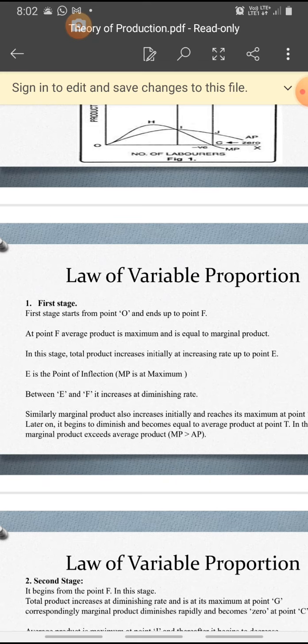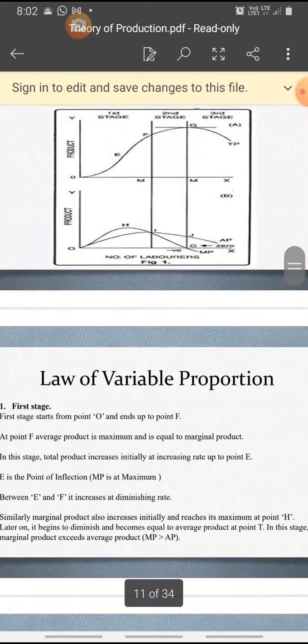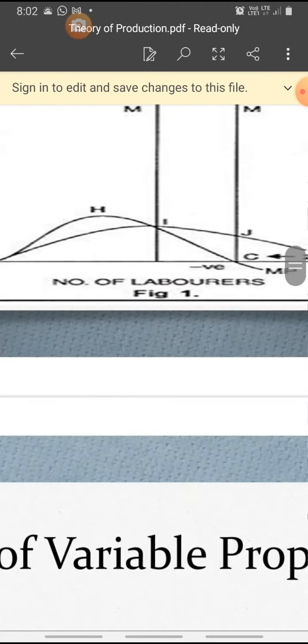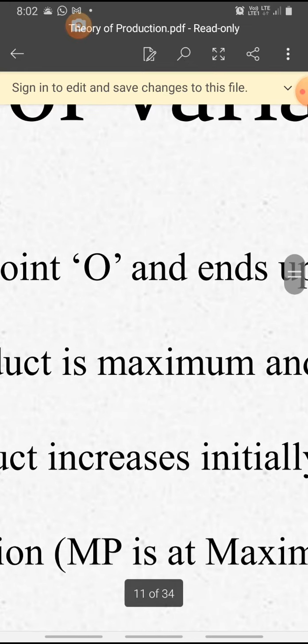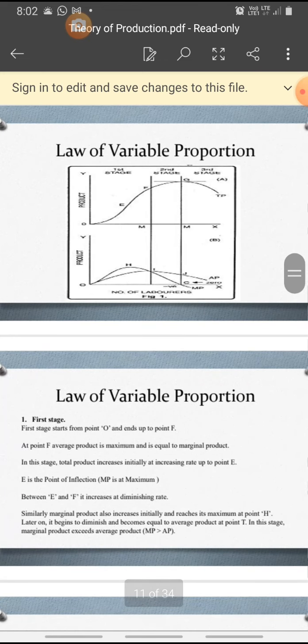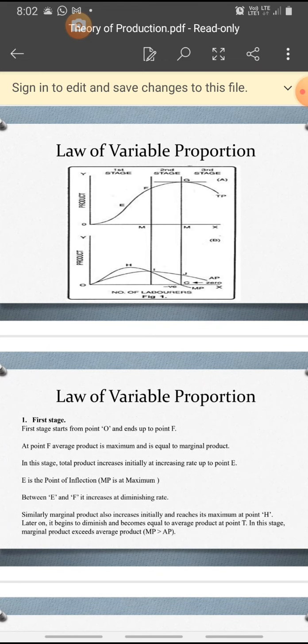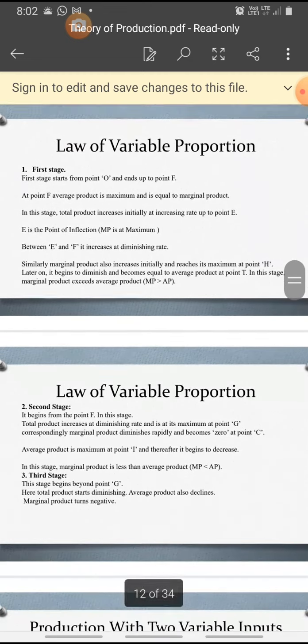Similarly, marginal product also increases initially and reaches a maximum. Then later it begins to diminish and becomes equal to average product at point T. In this stage, marginal product exceeds average product.